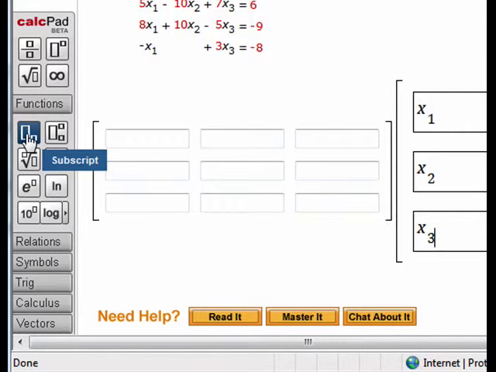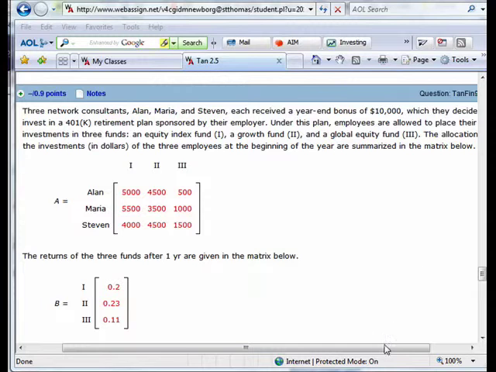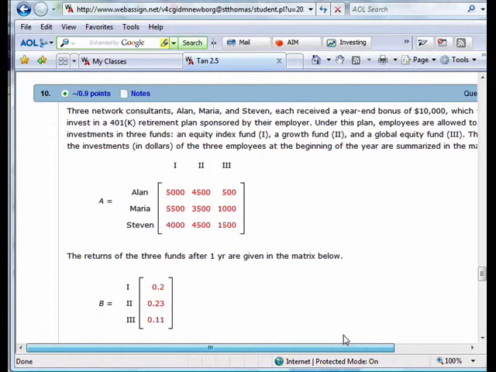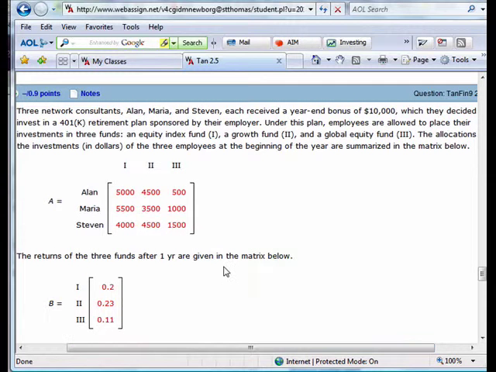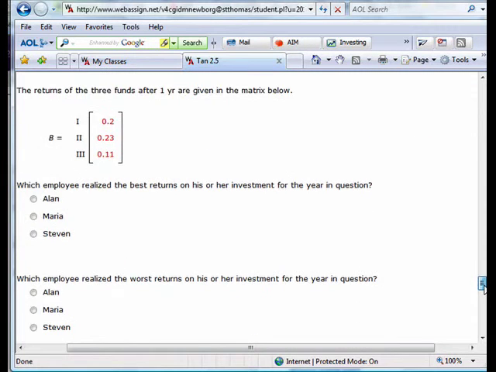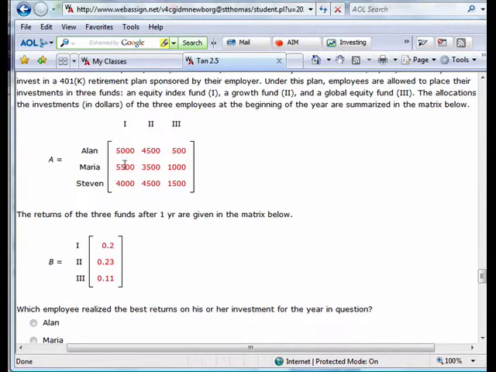Okay, still in the 2.5 assignment, number 10. This one talks about 401k plans and gives you a matrix A and matrix B, and then asks who had the best returns. Notice if you do matrix multiplication, A times B, remember you do the first row of A times the first column, which is the only column of B.